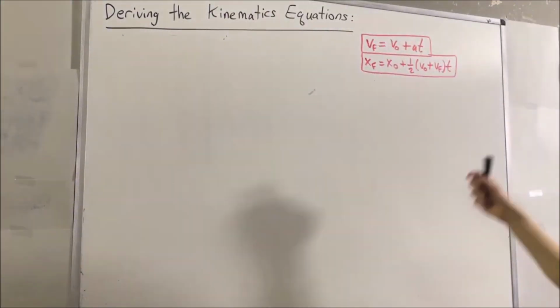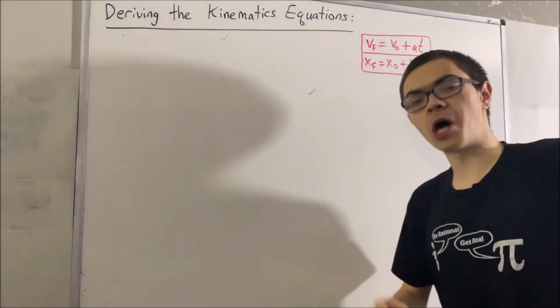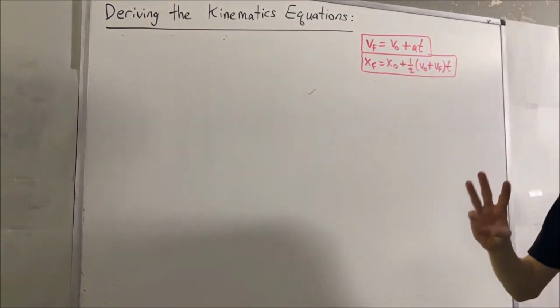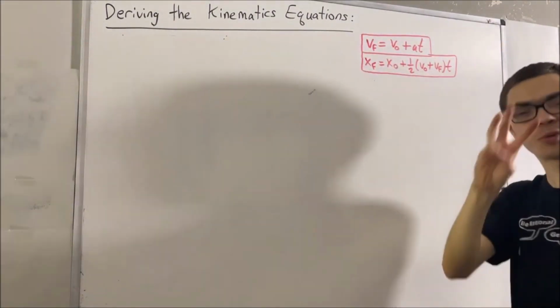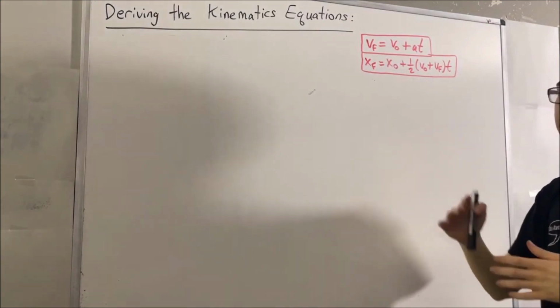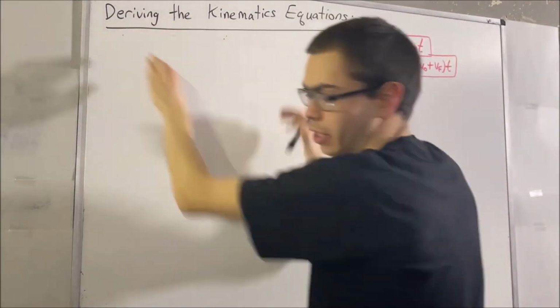Okay, so we have 3 other equations to derive. But it turns out, to derive the other 3 kinematics equations, all we have to do is combine these 2 equations together in 3 different ways. Okay, so let's start out by copy and pasting the second equation.